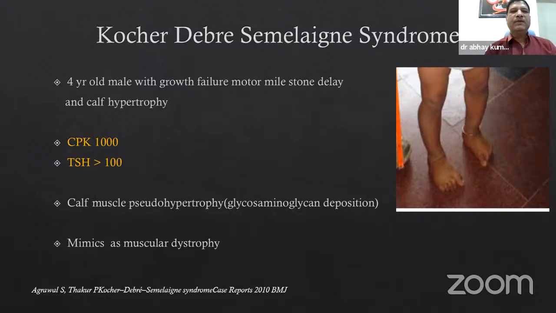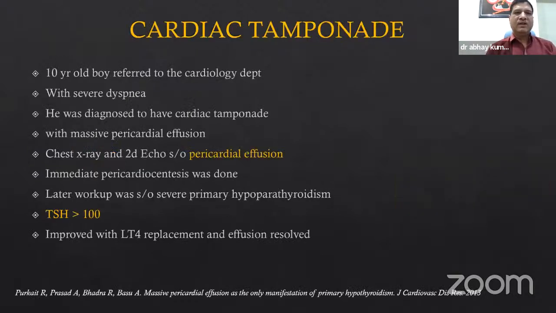So all this calf muscle pseudohypertrophy is due to glycosaminoglycan deposits. This mimics muscle dystrophies, and usually with replacement of thyroid, all those glycosaminoglycans come out, and usually the muscle pseudohypertrophy comes down, CPK comes to normal. So this is pseudohypertrophy that classically occurs in primary hypothyroidism.